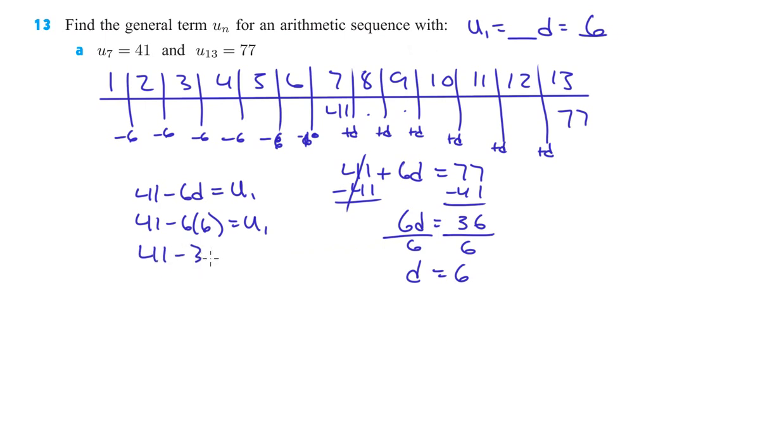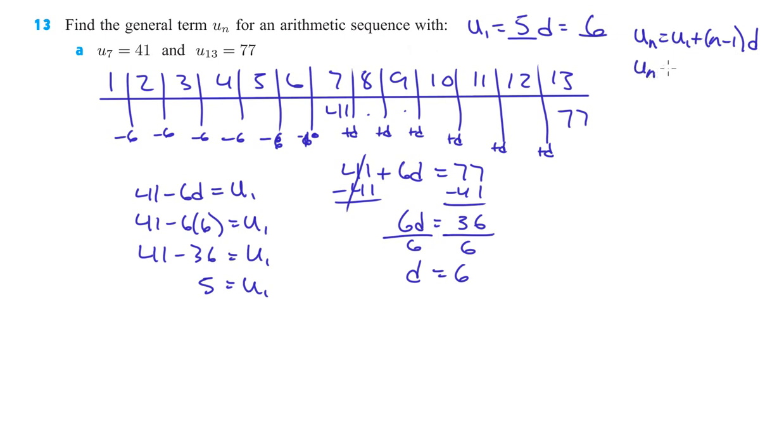So 41 minus 36 is our first term. That gives us 5 as our first term, so u sub 1 is 5. Now we have all the info needed to come up with our general term sequence, right? That's where we would say u sub n equals u sub 1 plus n minus 1 all times d. You don't have to have that memorized. You can write it down somewhere and just use it whenever you need it.